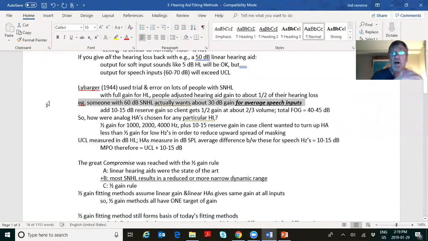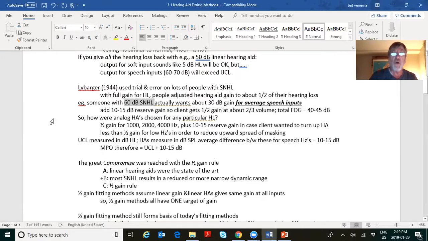Someone with a 60 dB loss actually wants 30 dB of gain for average speech inputs. Add 10 to 15 reserve gain. So the client gets half gain at around 2/3 volume. Total full-on gain for that loss would probably be about 40 to 45. So someone with a 60 dB sensorineural loss wants 30 dB of gain for average speech inputs, plus an additional 10 to 15 reserve gain if the guy wants. The hearing aid you chose would provide a full-on gain of about 40 to 45 for this person.